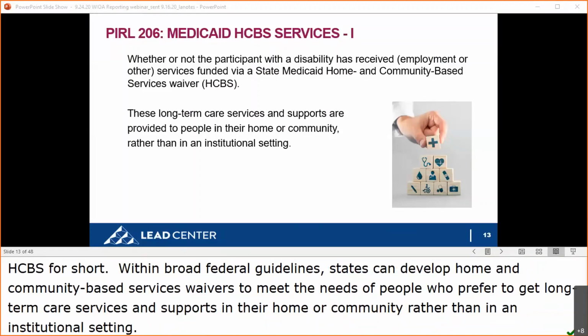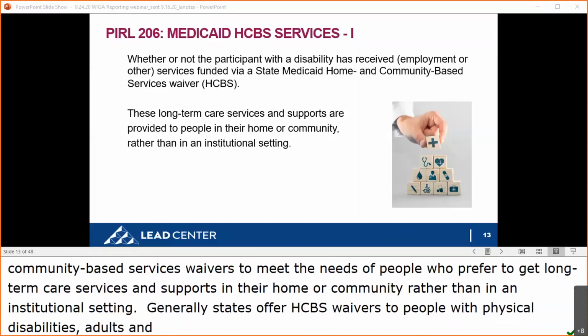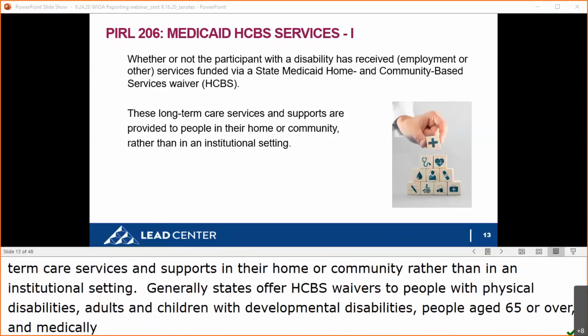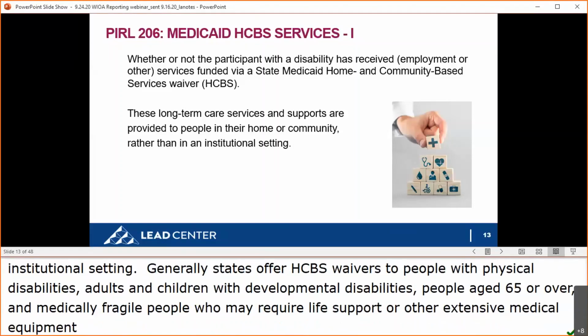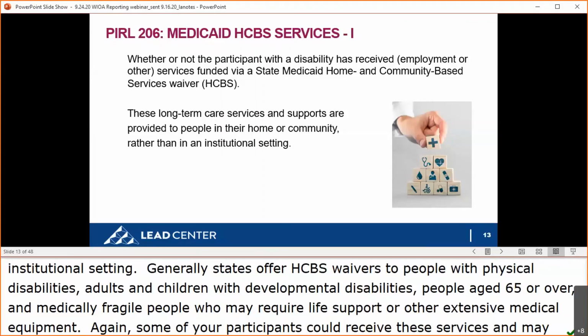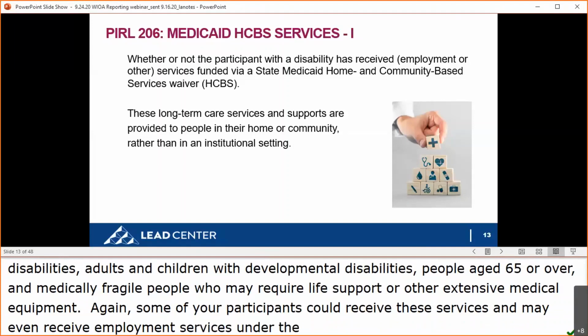Generally, states offer HCBS waivers to people with physical disabilities, adults and children with developmental disabilities, people aged 65 or over, and medically fragile people who may require life support or other extensive medical equipment. Again, some of your participants could receive these services and may even receive employment services under the Medicaid HCBS program. It's another potential collaboration.